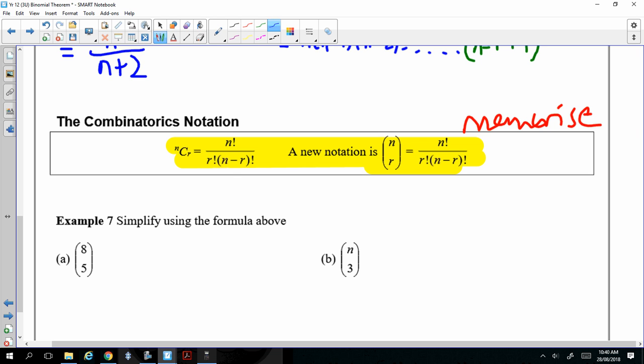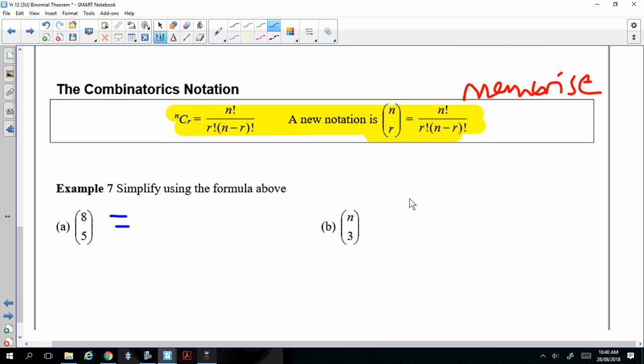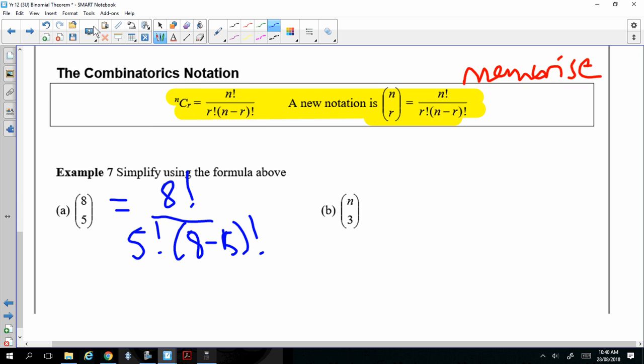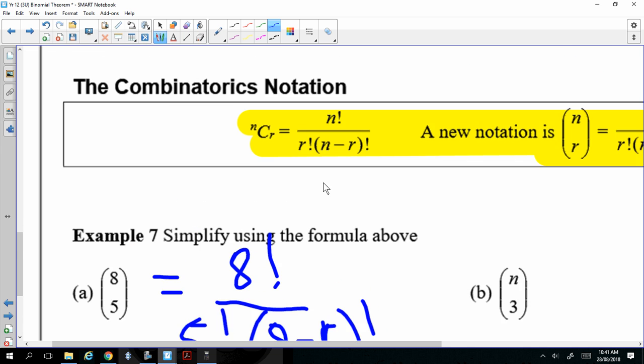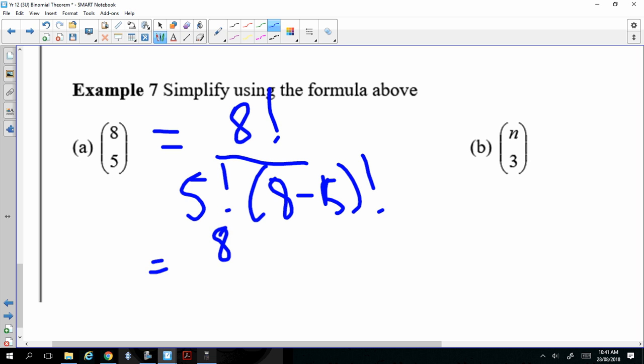There's the nCr notation, and there's this other notation. You have to know both notations. This is what nCr means, and this is what the other one means. Let's use this formula to do it. So you write a factorial: 8 is the n, then you've got the r, which is 5. 5 factorial, n minus r, 8 minus 5 factorial. And then you simplify that. You can just go 8 factorial over 5 factorial, 3 factorial.